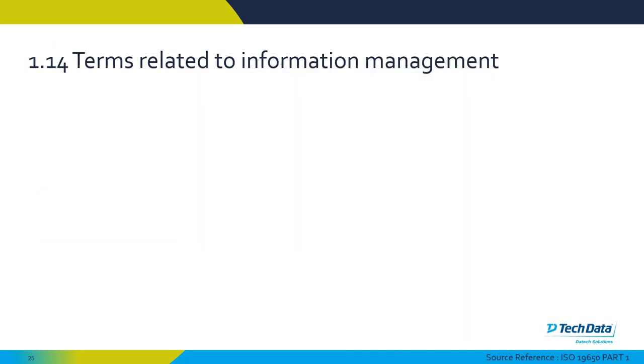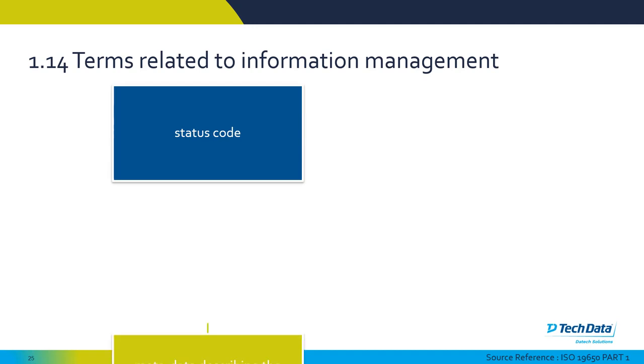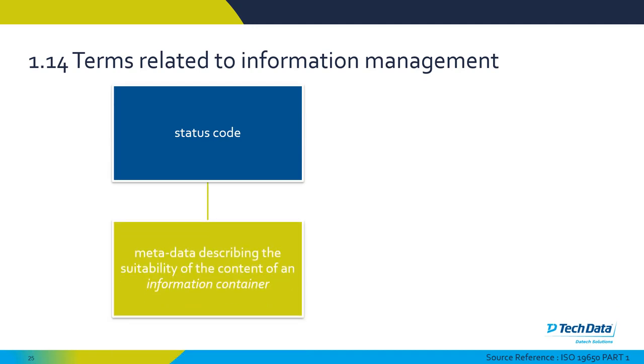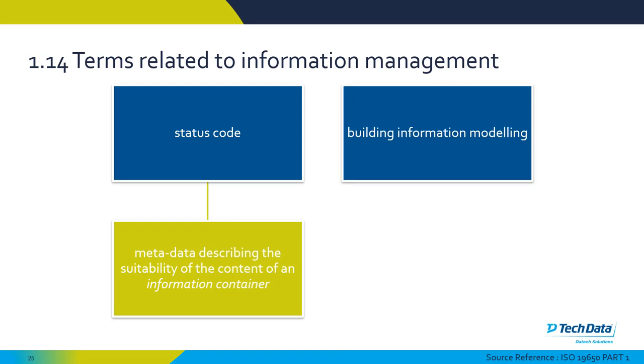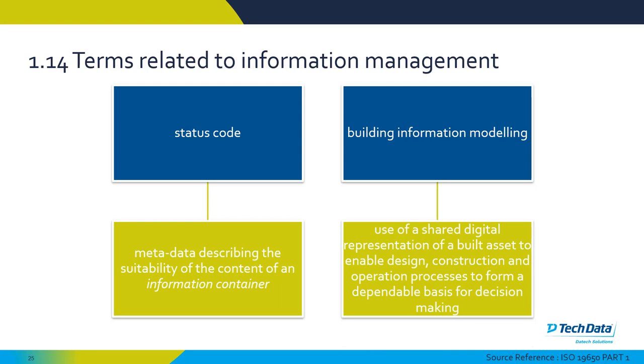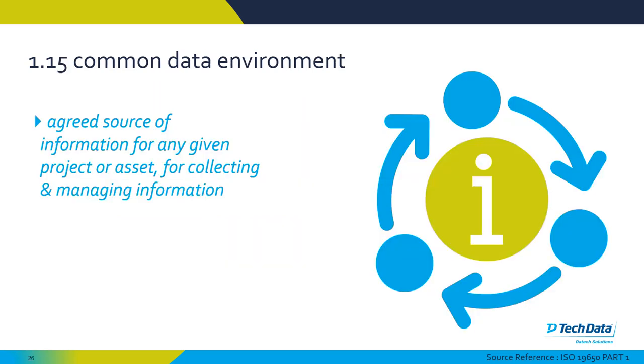Other terms related to information management: you have status codes, and this is metadata that is attached to your file or your document, describing the suitability of the content of that particular piece of information. Is it being used for work in progress? Is it being archived, or is it being published, or is it just for coordination, for example? And then obviously BIM is the use of a shared digital representation of a building or a civil engineering project to enable the design, construction, and operational process to form something you can depend on as a basis for making decisions throughout that process.